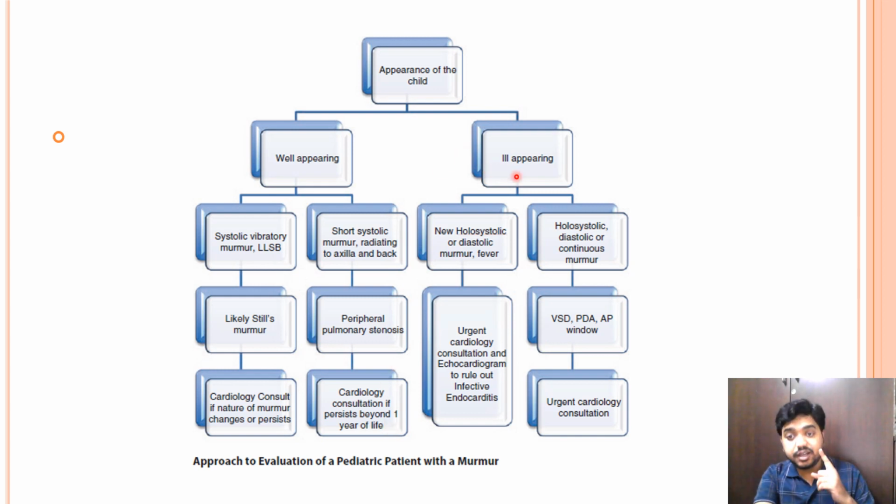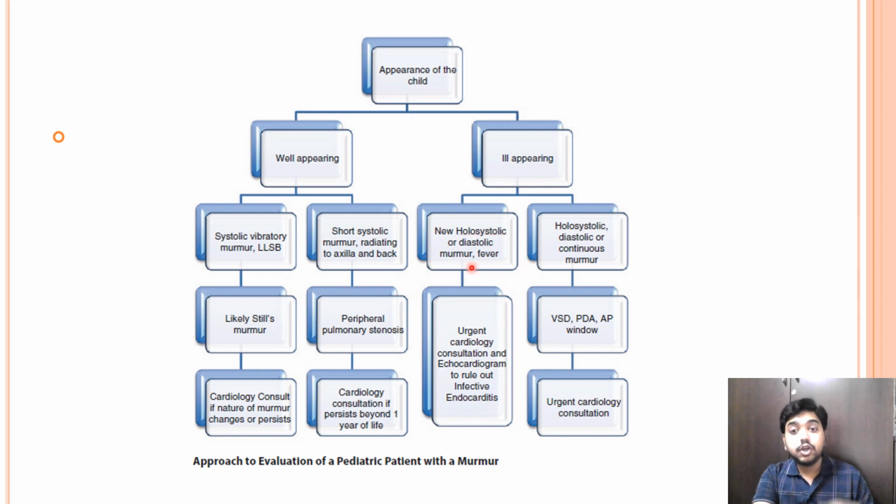Then, if the child is ill appearing, sick looking, with failure to thrive, sweating, or the mother complains of the child intermittently turning blue, then definitely he is an ill looking child. Then you classify the murmur. Is it holosystolic or diastolic? How do you differentiate? Check the murmur along with the central or peripheral pulse and see whether the murmur arises along with systole or diastole. If it is a holosystolic or continuous murmur, think of VSD or PDA. Then take an urgent cardiologist consultation, get a 2D echo and send to the cardiologist.